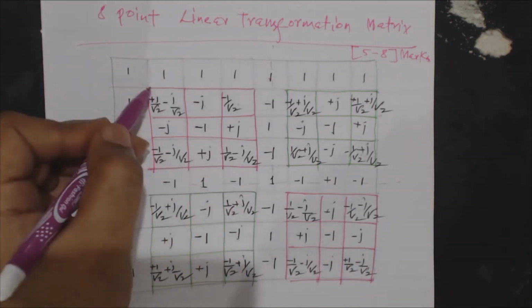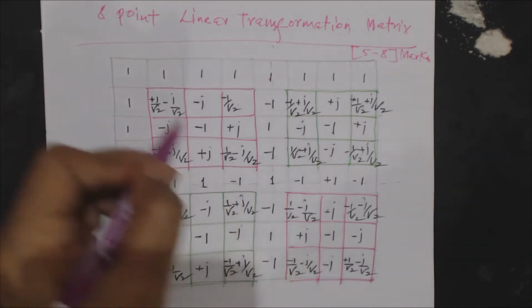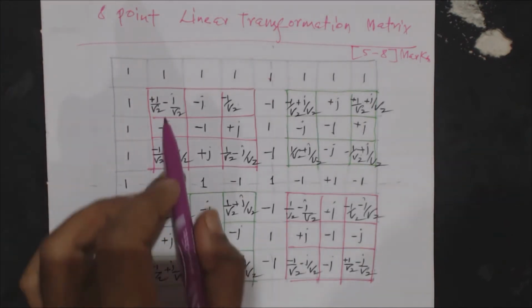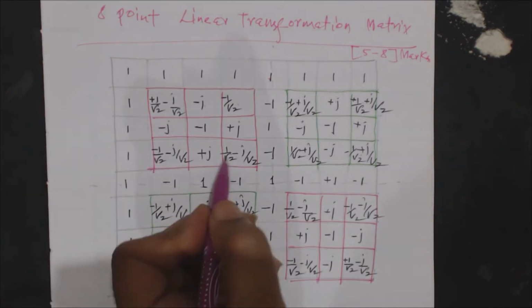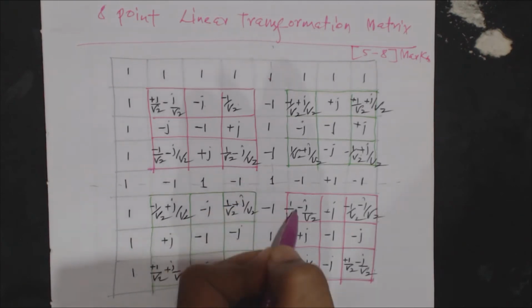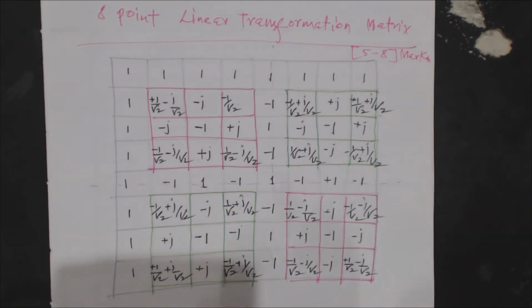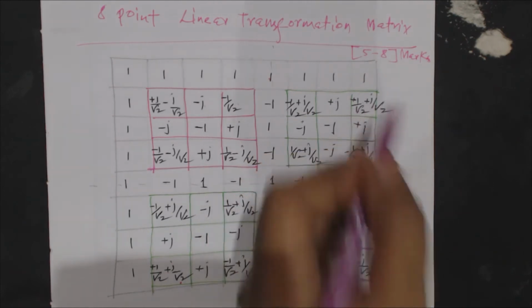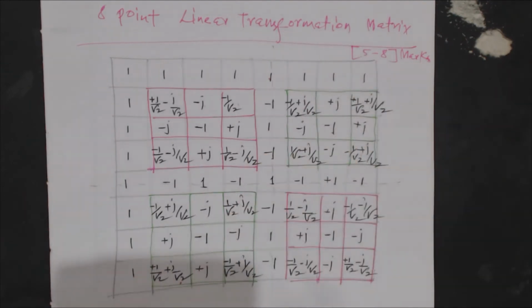Now wherever you find a vacant cell in this diagonal, everything will be filled up with 1 by root 2 minus j by root 2. So this will also be 1 by root 2 minus j by root 2, 1 by root 2 minus j by root 2. So this part is over. Now in the same way, as this is plus j and this is 1 by root 2, this will also be plus j by root 2. This will also be 1 by root 2 plus j by root 2, 1 by root 2 plus j by root 2. So this diagonal is also over.